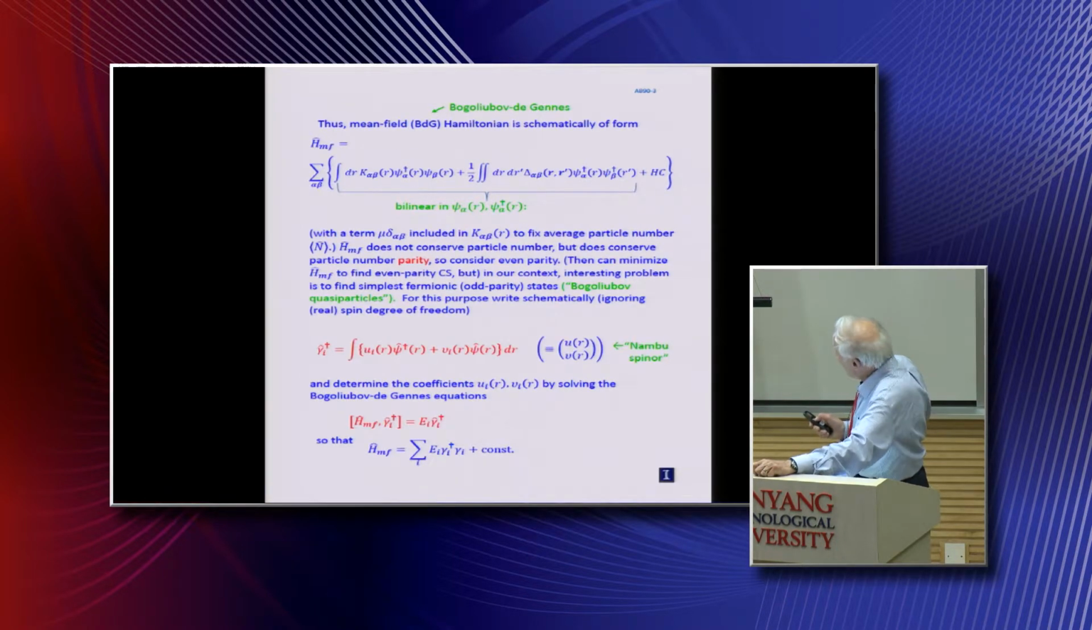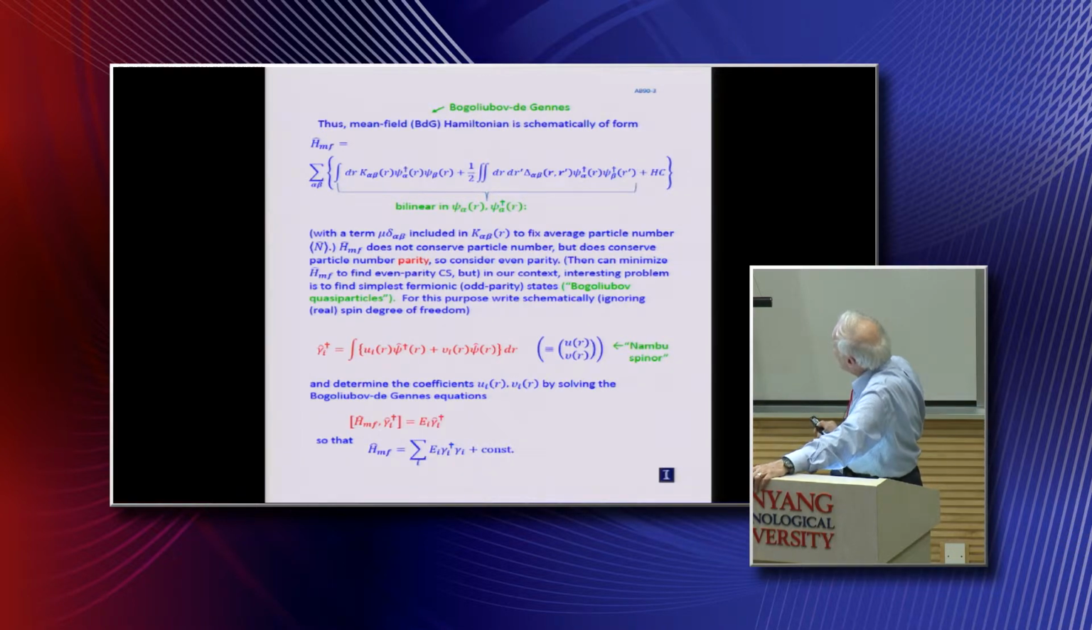Okay, so just recapping, the mean field, so-called Bogoliubov-de Gennes Hamiltonian, is schematically of this form. This is a standard one-particle Hamiltonian of the usual type, where we include a chemical potential term so that fixes the average particle number n. Otherwise, the average number tends to be ill-defined.